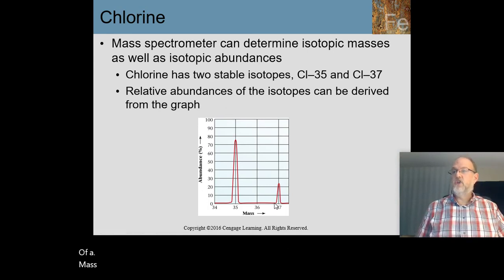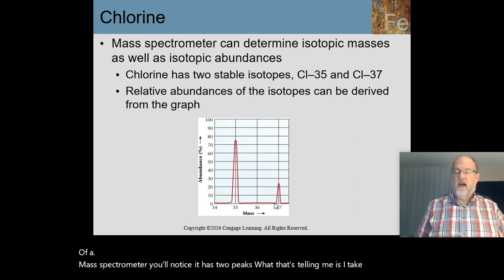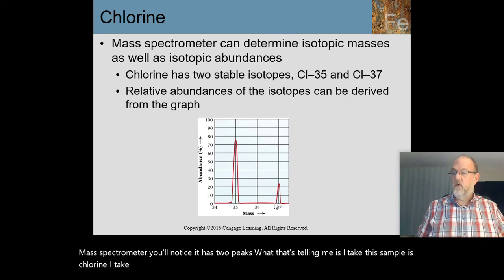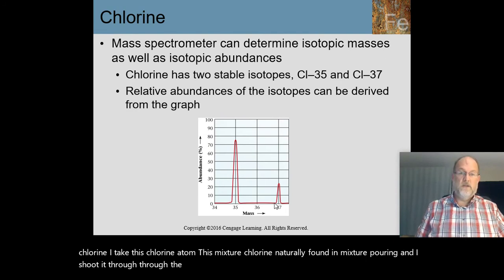You'll notice it has two peaks. What that's telling me is, I take the sample of chlorine, this naturally found mixture of chlorine, and I shoot it through the mass spectrometer, and I get two peaks. Not 3, not 4, not 1, I get 2.